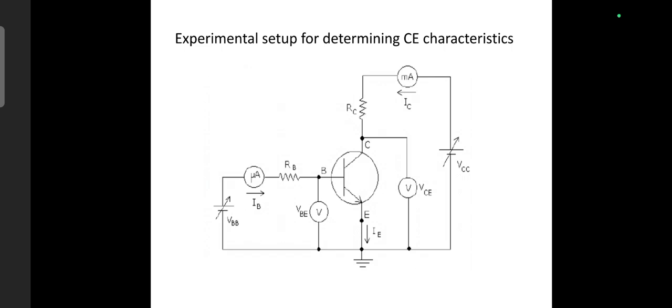So the experimental setup for common emitter configuration alone is shown in this lecture. Whereas the common base experimental setup will also be similar to what we are seeing in this slide. The difference is the base terminal is common to both input and output. So the base is connected to the ground and we will apply the input between emitter and base, and take the output between collector and base. So that is the difference between the experimental setup for determining the CB characteristics and CE characteristics.